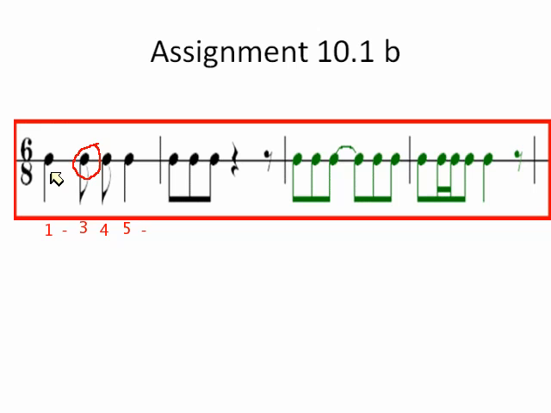Okay, is everybody with me on this one? Let's look at that measure. You can talk to me while I'm trying to talk, but that's okay. There aren't that many of you.